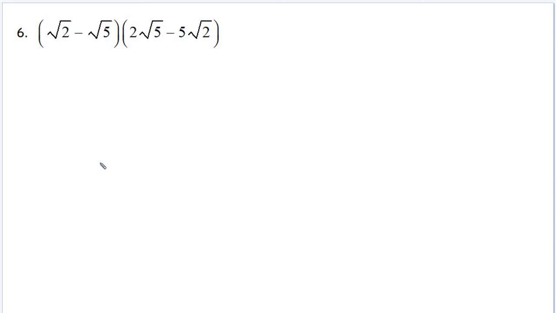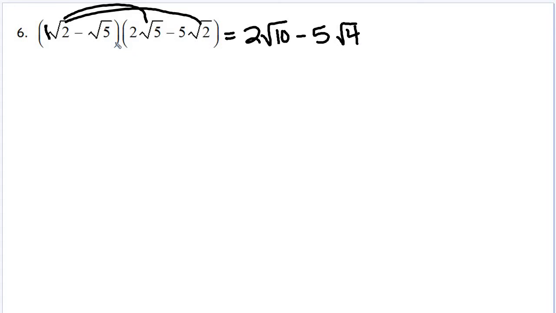Okay, so this is just a multiplication problem. Remember, we multiply like parts. So when I multiply here and here, I'm going to multiply the coefficient, an understood 1 times the coefficient, which is 2. Radical times radical, square root of 10. So then I'm going to do it again. Coefficient times coefficient is negative 5. Radical times radical is the square root of 4. So here to here, coefficient, understood 1 times coefficient is negative 2. Radical times radical is the square root of 25. Coefficient times coefficient is a positive 5.